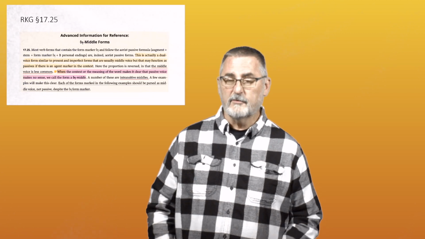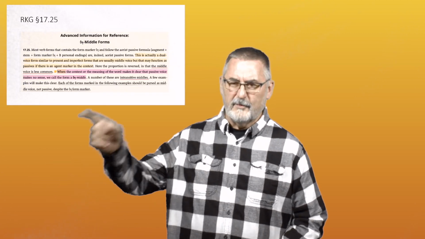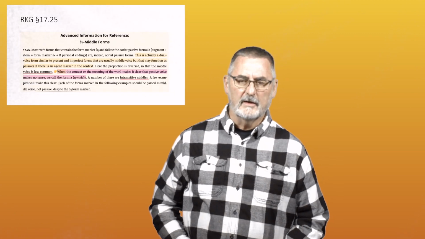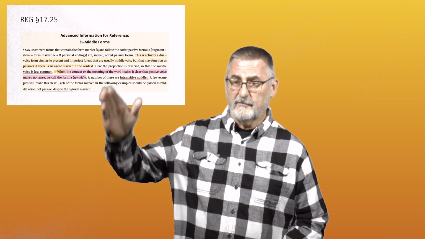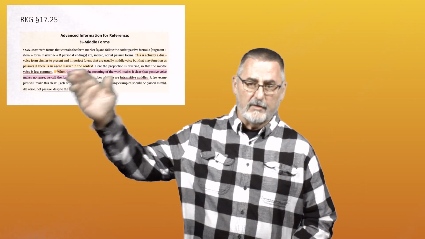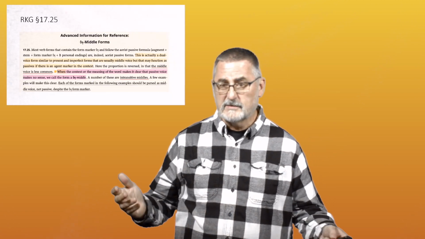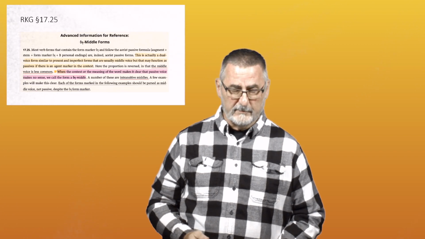Some advanced information. Now, regarding voice, we've got active, we've got middle, and we've got passive in the aorist, whereas in the present tense, you only have an active and a middle passive. So we've got three separate forms in the aorist. This is advanced information about theta, eta, middle forms.